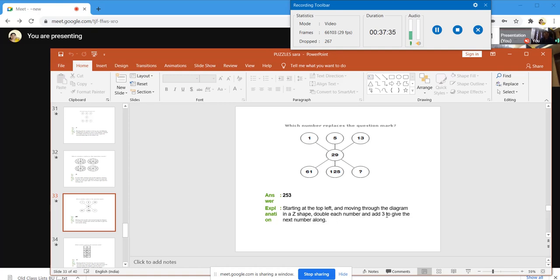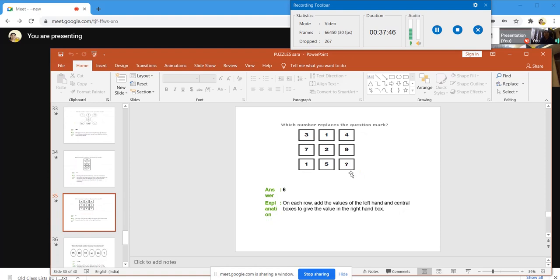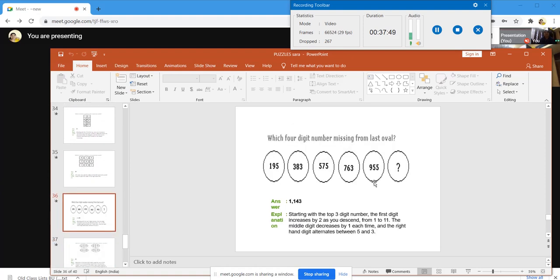So first you double that and then you add 3. So 125 plus 125, 250, plus 3, 253. Likewise it goes on in the series. There are so many problems like this. You can practice accordingly. So this is a very interesting one.